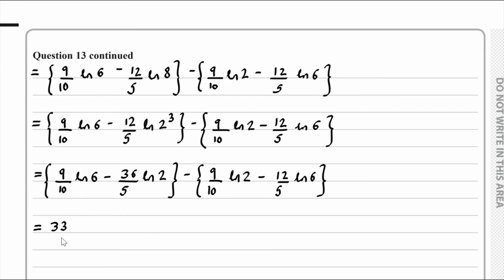So we have 33 over 10 times the natural log of 6, and minus 36 over 5 minus 9 over 10. That would be minus 81 over 10. So we have minus 81 over 10 times the natural log of 2.